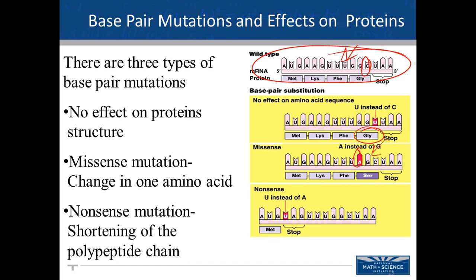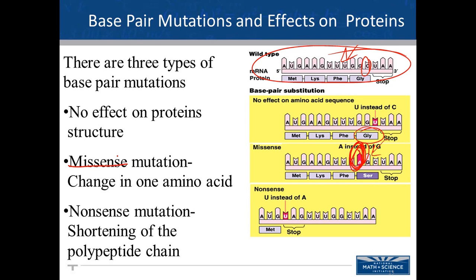Sometimes, though, having that one little change does indeed make a difference. For example, cystic fibrosis and sickle cell anemia both occur because of one little change right there. Well, at least one substitution, if you will. And so it does indeed make a different protein with different properties, and it doesn't function the same way. Alright, and by the way, that's called a missense mutation.